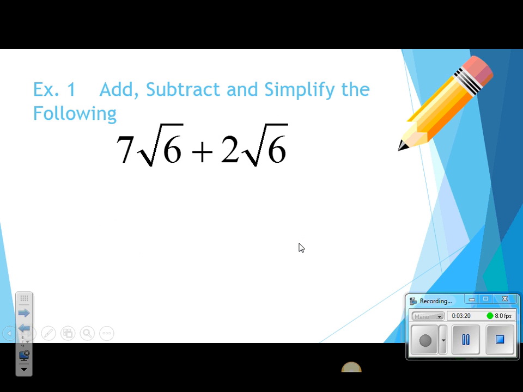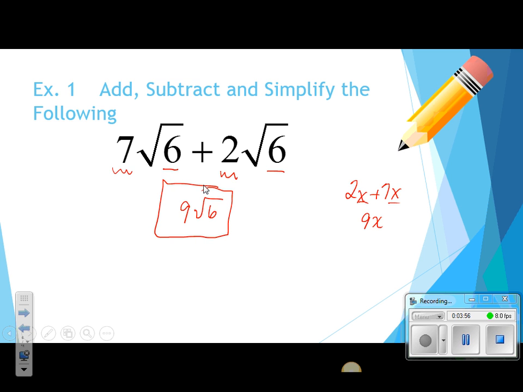Let's do example number 1. Let's add, subtract, and simplify the following. When I look at these two parts of this problem, I notice that the radicand is the same in both. And as long as we have the same radicand, then we can add the outside numbers. So 7 plus 2 is 9 square roots of 6. It would be like saying 2x plus 7x is equal to 9x. If we have like terms, we can add the radicals together.